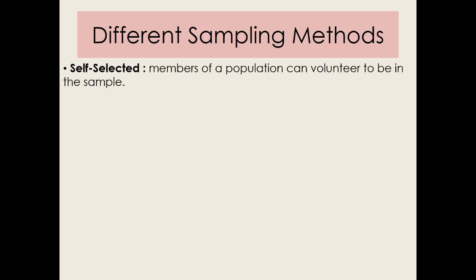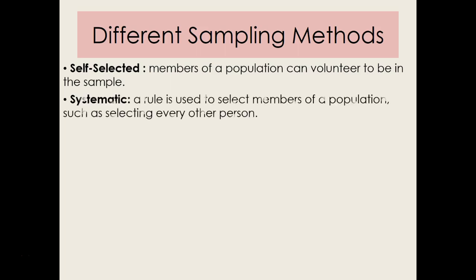One is a self-selected sample. This is when members of a population can volunteer to be in the sample. A lot of times internet surveys, where you click on the link and then you take the survey, are self-selected. And I should note that self-selected surveys very rarely give you good data. Usually there's going to be what we call bias in the data that we get from a self-selected survey, because the people that self-select to be part of the survey usually have stronger opinions about something than the general public.